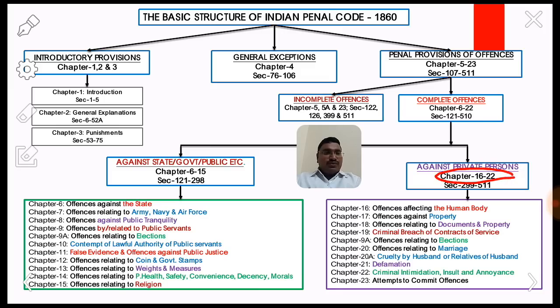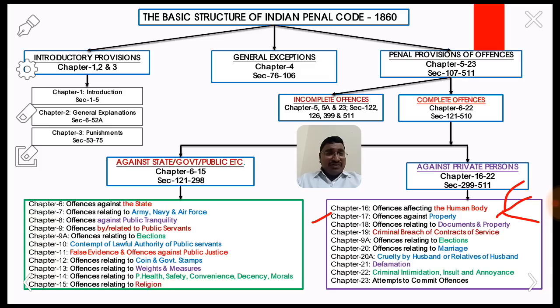Here, chapters 16 to 22 speak about offences against private persons, not against state, government or public, etc. From section 299 to section 511 speaks about the offences related to private persons. Chapter 16 deals with offences affecting the human body. It includes murder, culpable homicide, hurt, grievous hurt, kidnapping, abduction, the sexual offences, etc.